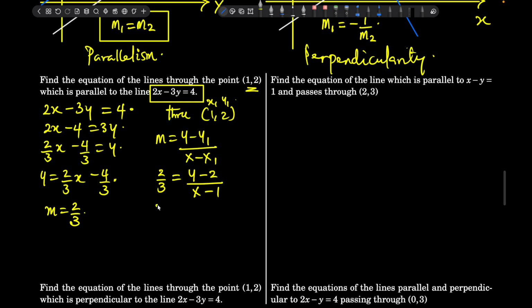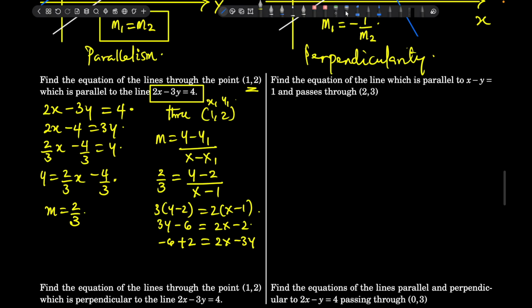Cross multiply. 3 times y minus 2 is equal to 2 times x minus 1. So you have 3y minus 6 is equal to 2x minus 2. I want to pick this 3y and take it to the other side. And I want to take this minus 2 to this side. So I have minus 6 plus 2 is equal to 2x minus 3y.